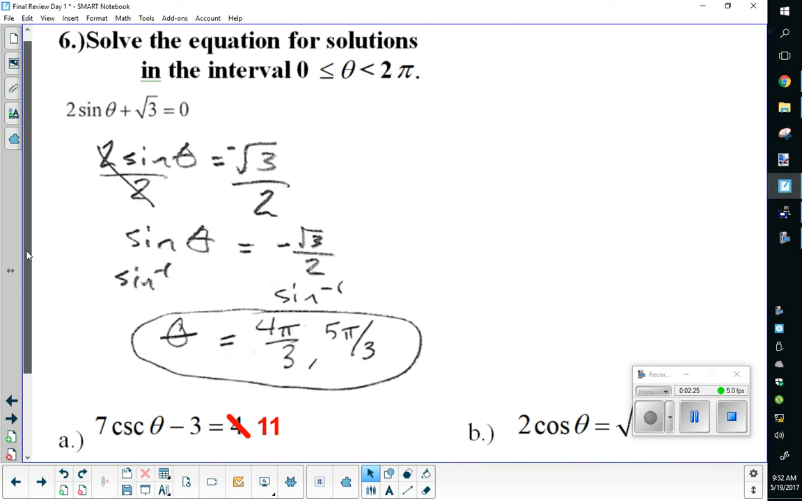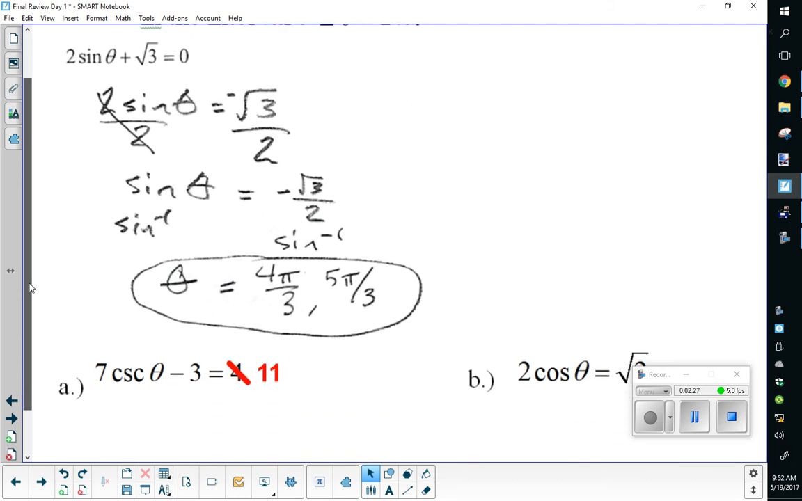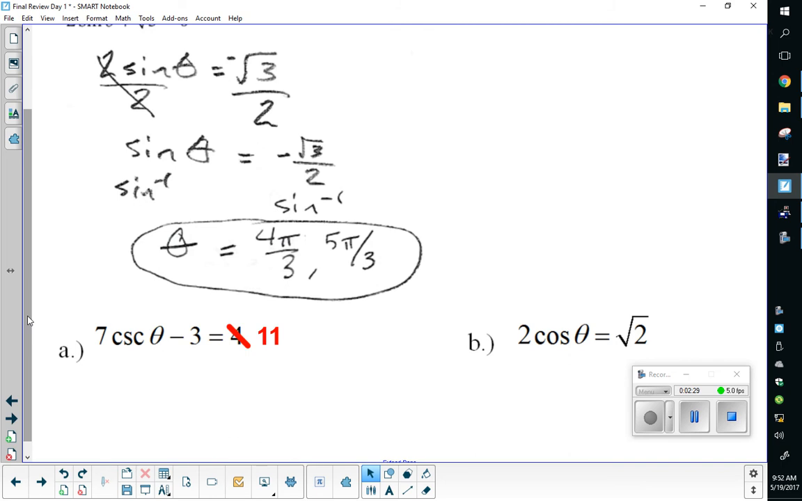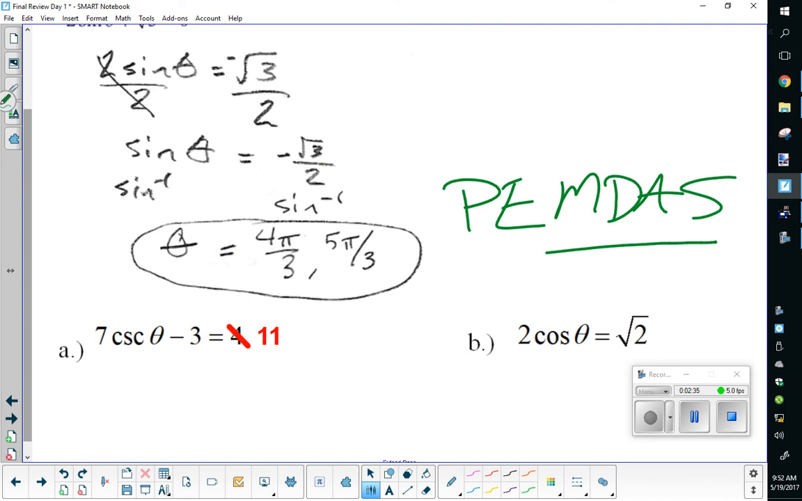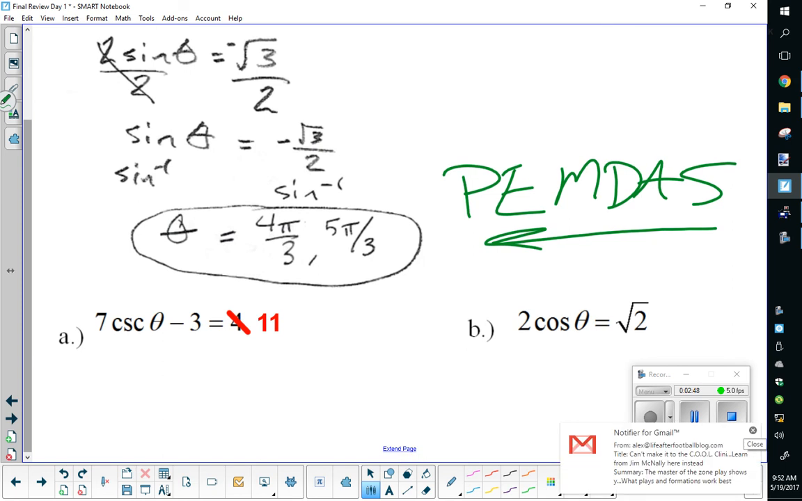Next one. We are solving. So remember, anytime we are solving these problems, we are doing PEMDAS in reverse. We are trying to get theta by itself. We are doing PEMDAS in reverse. Letter A, I don't know if it's equal to 11 or not. Is yours equal to 11? Yeah.